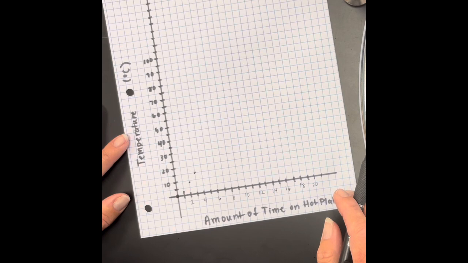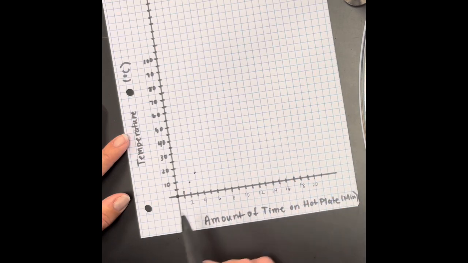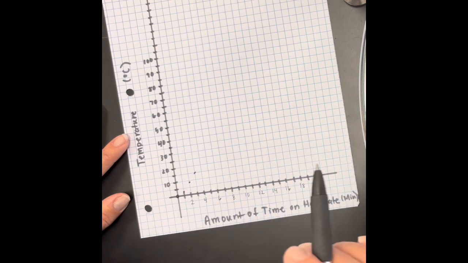And then we're going to make sure that we put a trend line. A trend line means that we're not going to just connect the dots. We're going to make a general line that connects most of the points.